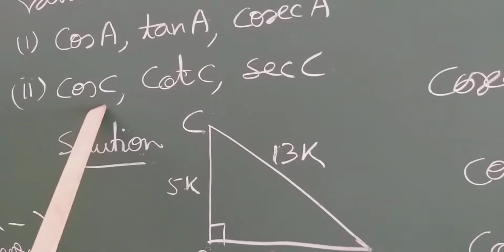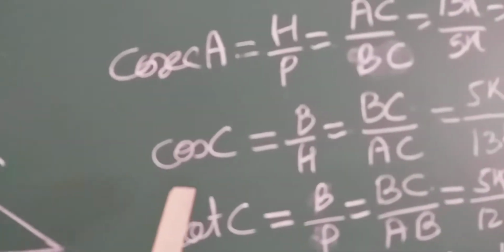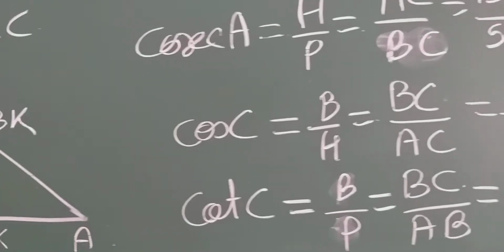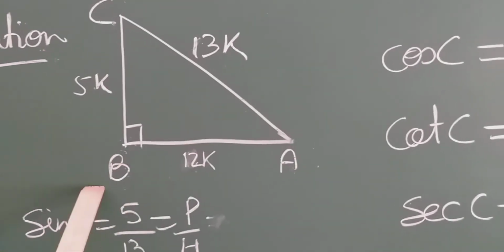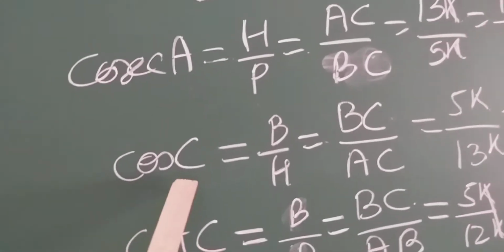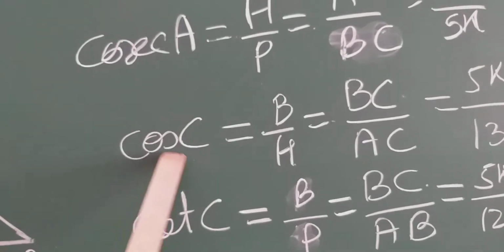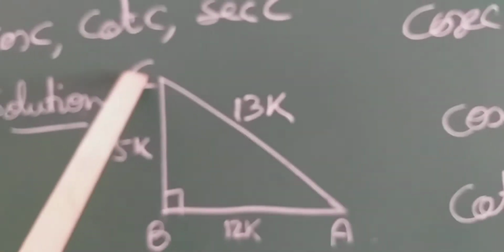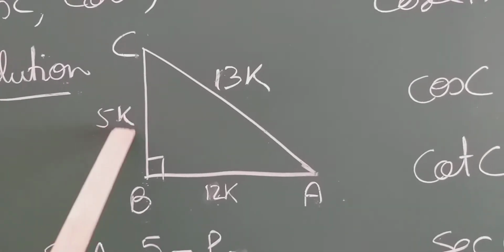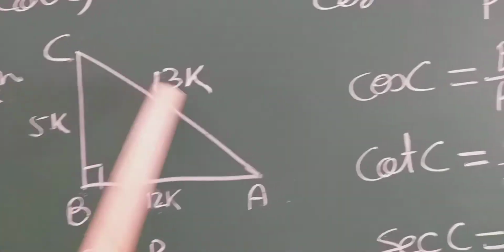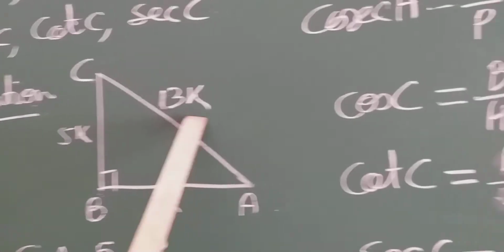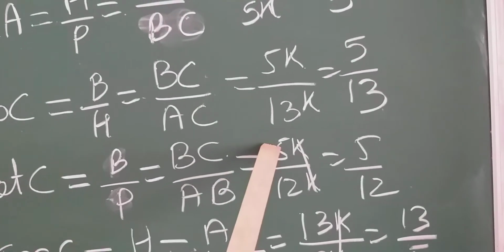Now students, we are going to find cos C. Cos C equals base upon hypotenuse. Correct? So base name, AB? No students, we have to check the angle. Which angle is this? C. So for C, BC will be base. So base upon hypotenuse, BC upon AC. BC value is 5k, AC value is 13k. So 5k upon 13k, k cancels, 5 upon 13.